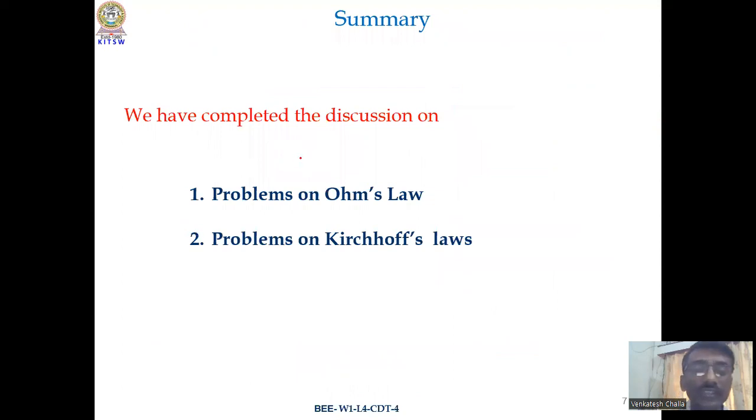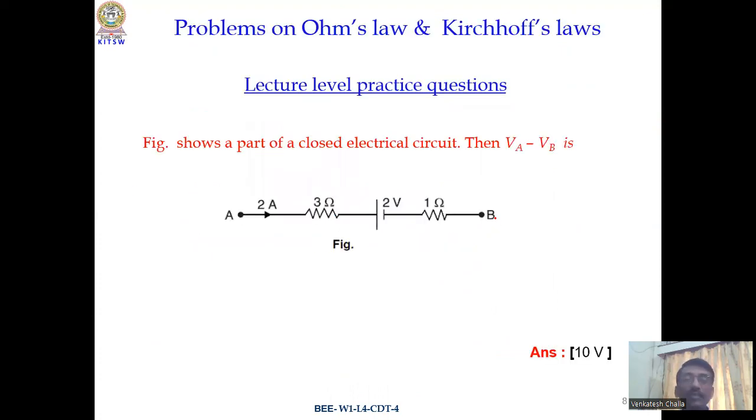Students, we have seen some numerical problems to find the currents and voltages by using Ohm's law and Kirchhoff's laws. So you can try to solve this problem. There is a branch connected between A and B with elements 3 ohms, 2 volts, and 1 ohm. What you have to find is VA minus VB, which is the voltage between these two nodes, VAB. You have to find this value.